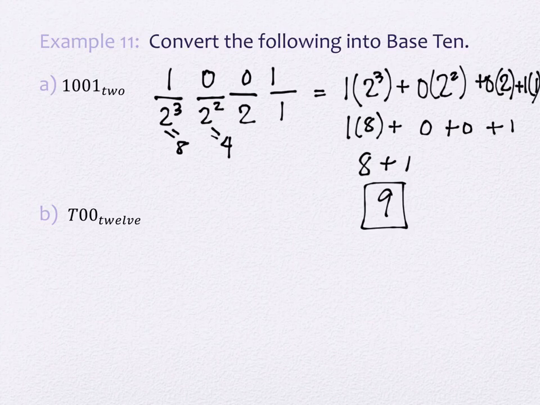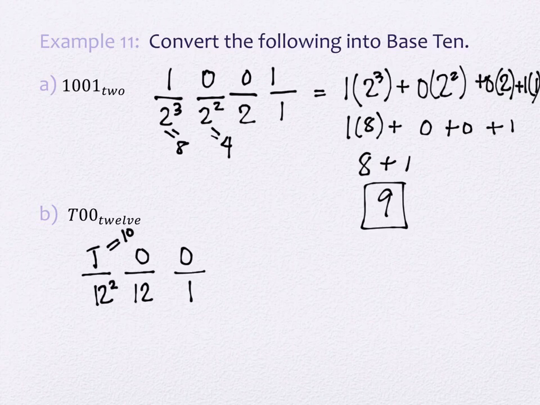So let's do one in base 12. That's that T00 we saw before. Now you're welcome to write the T in. You're also welcome to write that it's equal to 10 because our point is that we're going to be breaking things apart. It is in base 12, so I have the 1's place, 12's place, and 12 squared, or you could continue if you had to. 12 cubed, 12 to the 4th. What is 12 squared? It's 144.